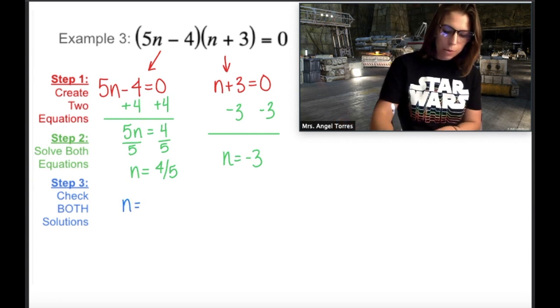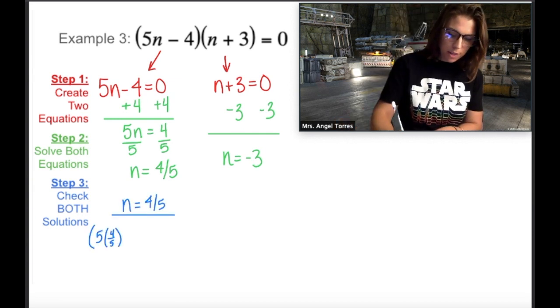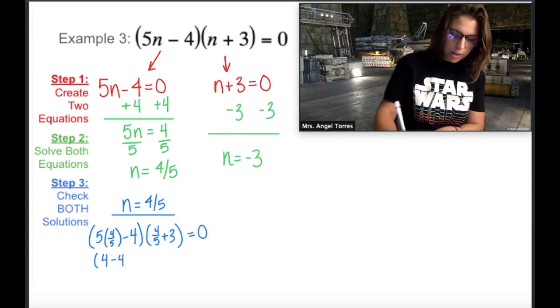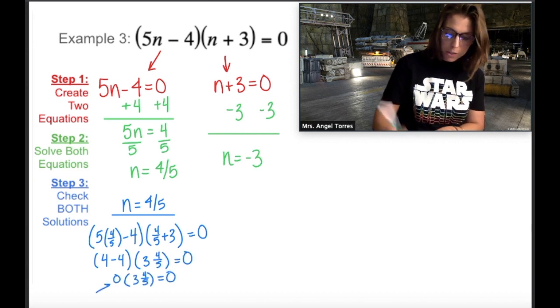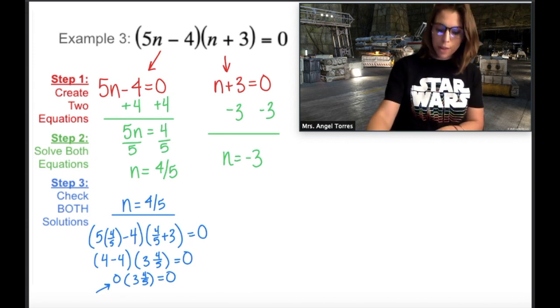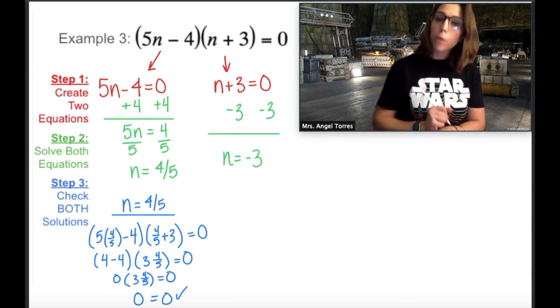Starting with n equals 4/5. 5 times 4/5 minus 4, times 4/5 plus 3, equals 0. That's 4 minus 4 times 3 and 4/5 equals 0. 0 times 3 and 4/5 equals 0. Now, because that first quantity has a value of 0, that first factor is 0, by the zero product property, this equals 0, and 4/5 is a solution.